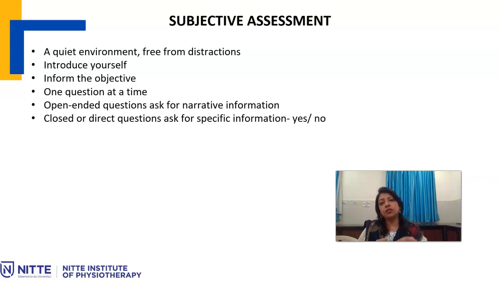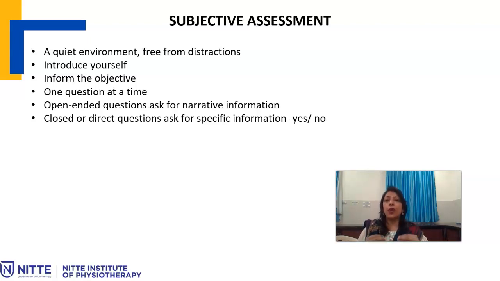Remember, there should be one question at a time. When you are asking something as part of the history, do not bombard the patient with all the questions. Go one at a time so that the patient takes time to understand your question and can give you an appropriate answer. There should be open-ended questions for narrative information. Questions like, how did it happen? How did you develop this condition? Those are open-ended questions, where you let the patient narrate the entire story of how he developed a certain pain.